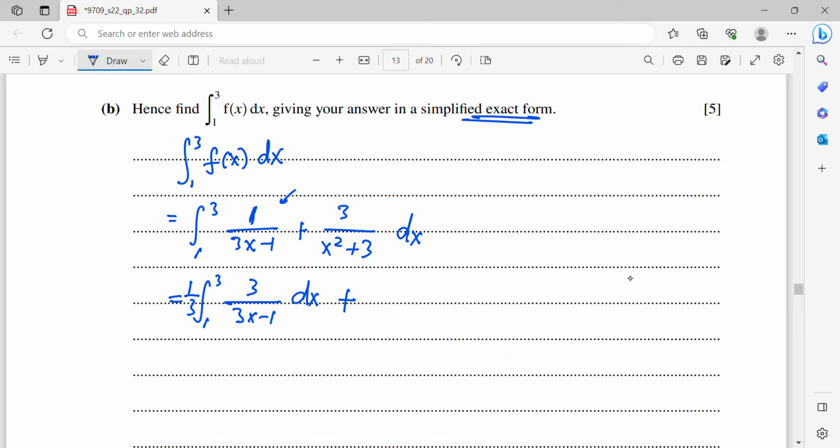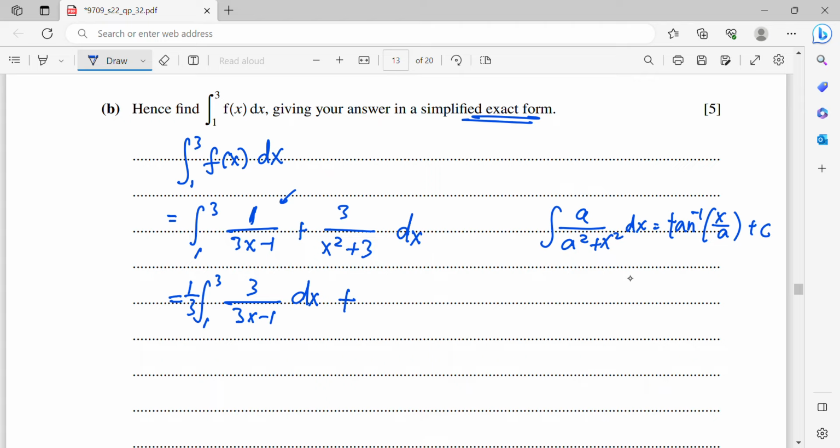Right, the reason is because when you differentiate x squared plus 3, you will get 2x. There's no x in the numerator. You are not allowed to multiply by x like what we have done for the first integration. So for this case, you need to use the inverse tangent formula. So now we have a formula, integrate a over a squared plus x squared dx, that is inverse tangent x over a plus c.